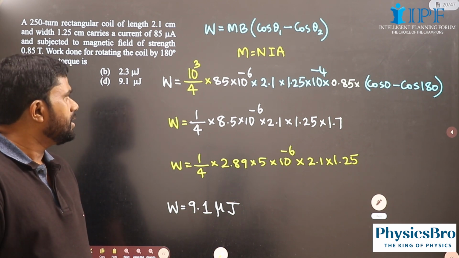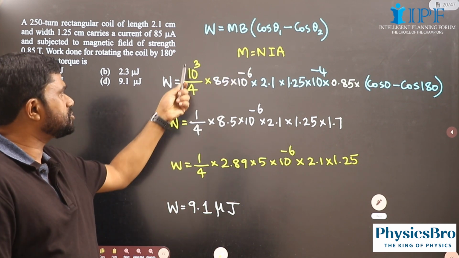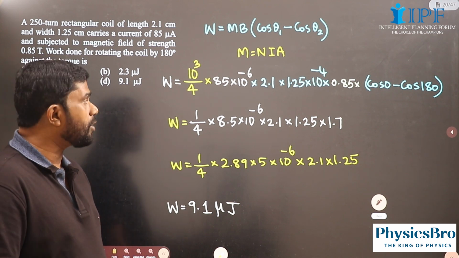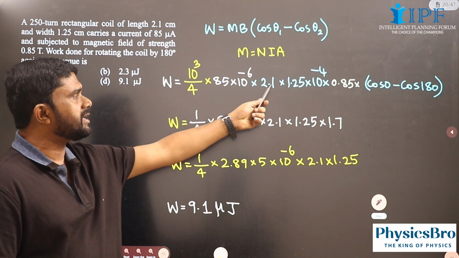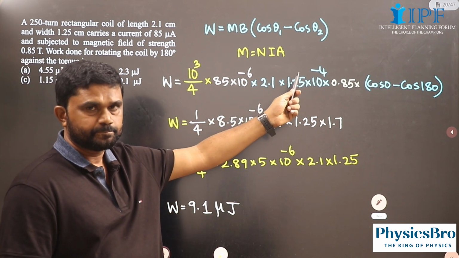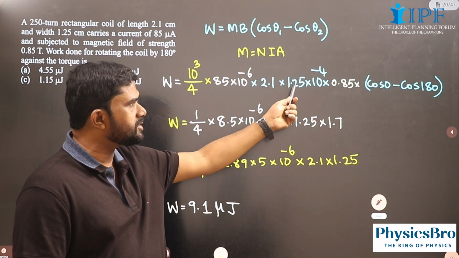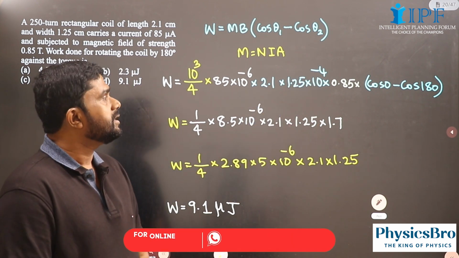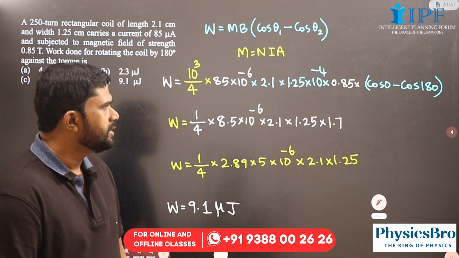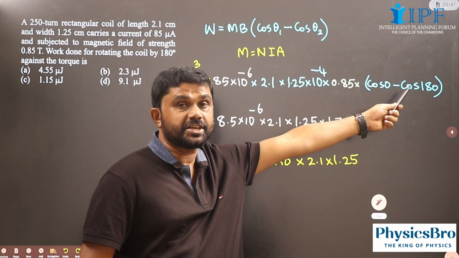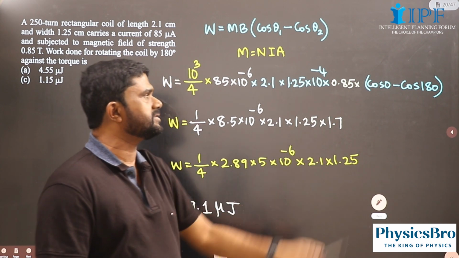NIA. Okay, now the number of turns, that is 250, can be expressed as 1000 by 4, 10 raised to 3 by 4. Current is 85 microampere, 85 into 10 raised to minus 6. Area is 2.1 centimeter length and 1.25 centimeter breadth. This centimeter can be converted into meter by 10 raised to minus 2, again 10 raised to minus 2, so it will be 10 raised to minus 4. Then this 0.85 Tesla, then cos 0 minus cos 180. Now cos 0 is 1, cos 180 is minus 1. 1 minus minus 1, that is 2 into 0.85, that is 1.7.